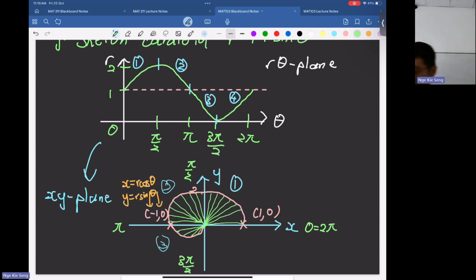How about next? Next, you increase again from 0 until you get radius 1. This is a distorted part. I drew it not nicely. But if you see your notes, it looks like this.